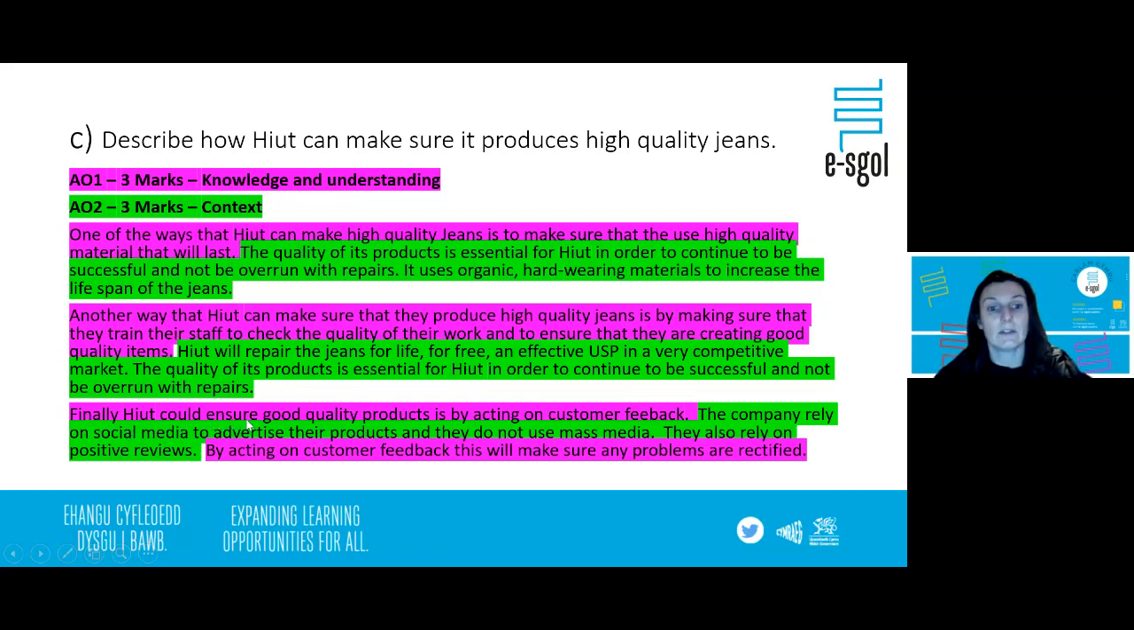Finally, it could ensure good quality products by acting on customer feedback. The company rely on social media to advertise their products, and they do not use mass media. They also rely on positive reviews. By acting on customer feedback, this will make sure any problems are rectified. So again, I'm taking what has been said in the case study, and that's what's really important with your Unit 2, that you keep doing that throughout your questions.